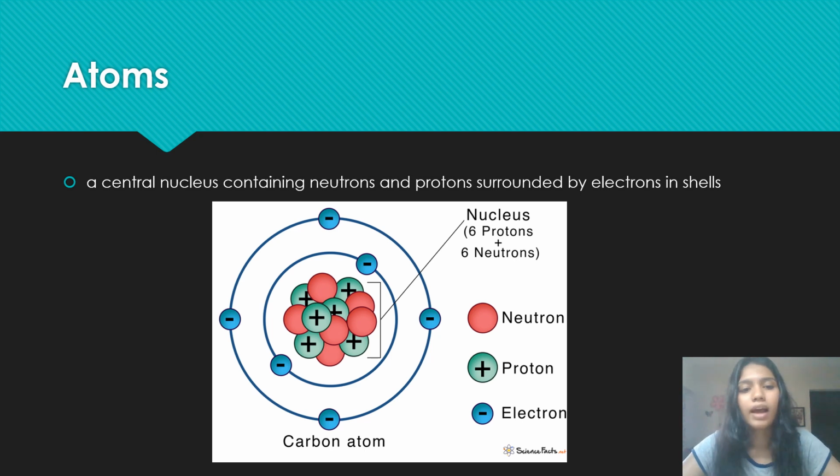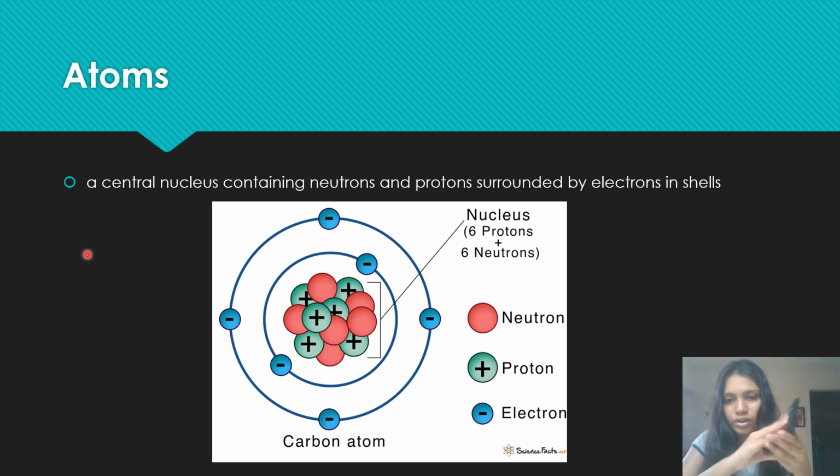Okay, so now we're going to look at an atom. What is an atom? An atom is basically a building block. It is the smallest unit of an element. Basically, millions of atoms make up an element. So if I look at this calculator, it's made up of a million tiny atoms.